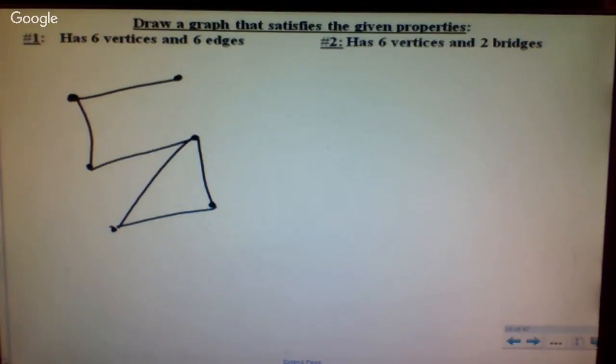Graph number 2 gets a little bit more specific. I still start with 6 vertices. I still start with 6 dots. I need to make sure that I have 2 bridges on this graph though. Remember, a bridge can simply be one that leaves a dot off by itself. So where do you want me to draw my lines? Wait, like how many edges do you want? Yep, it doesn't tell you how many edges you need. You can do this.